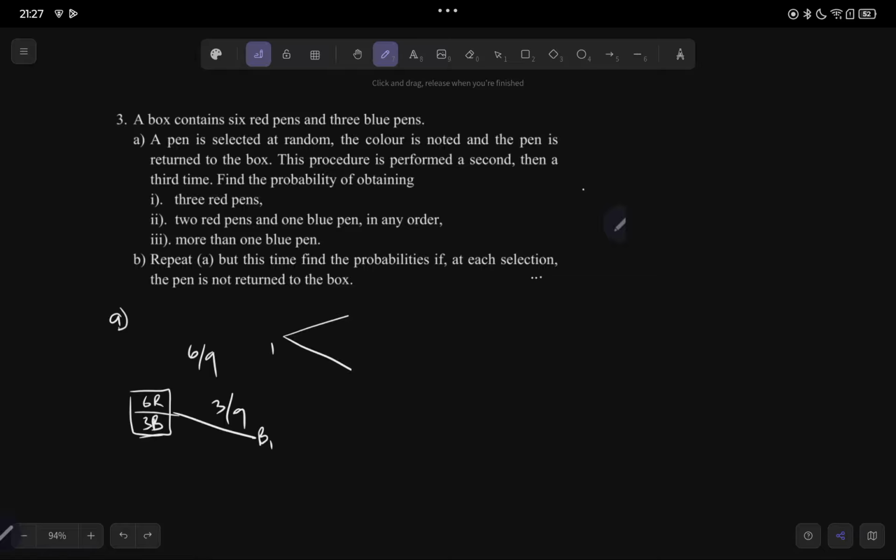Now the reds have become, so let me even draw here a new box to make it simpler for us to understand, because now the sample space is changing. Now here we picked red, they become 5 red and 3 blue. Note that reds have reduced by 1, then there were a total of 9 as sample space before, now they are 8. Here we picked the blue. Now here the blue are 2, but the reds are still 6.